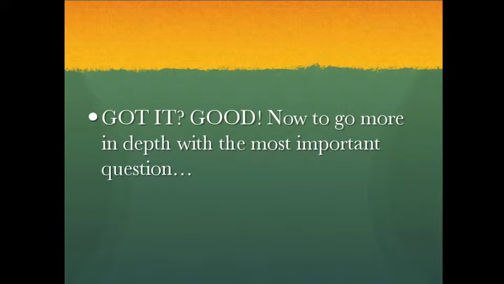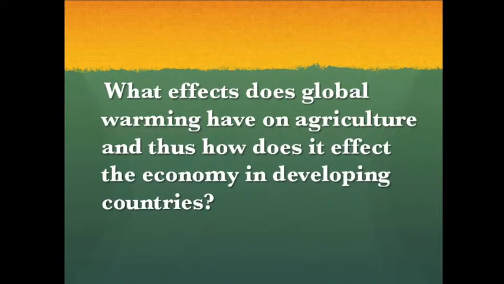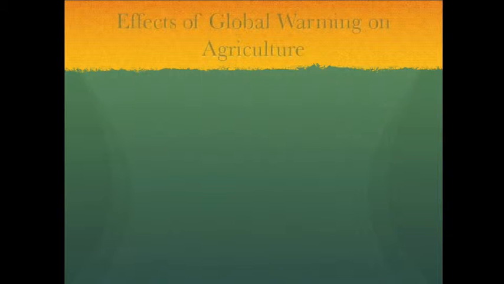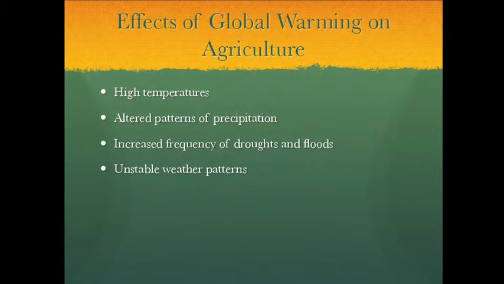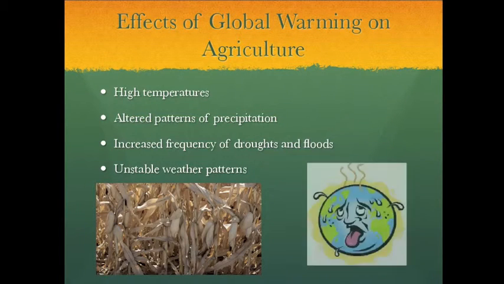Understand? Good, because all this is leading up to the main question we're going to be addressing. What effects does global warming have on agriculture and the economy in developing nations? The associated impacts of high temperatures, altered patterns of precipitation, increased frequency of extreme events such as droughts and floods, and unstable weather patterns will combine to depress yields and increase production risks in many world regions.